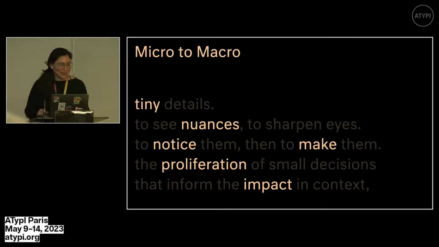So, micro, macro. How to have students begin to see better the tiny details, see the nuances, to notice them and make them, to sharpen our eyes, and to understand the proliferation of these little tiny decisions we make and how they inform an impact in context.